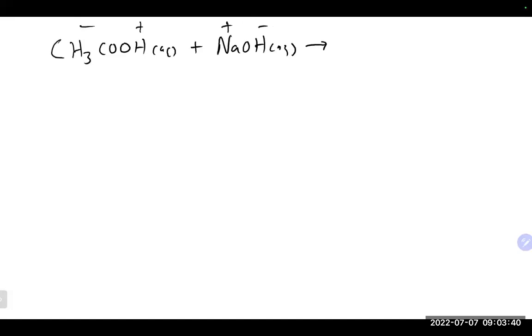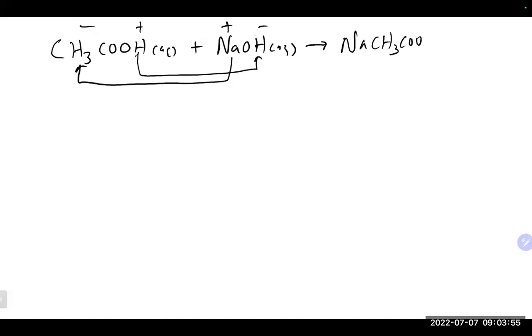And we're going to get our switching of our positive guys. So this guy and this guy actually is going to go this way. And what we will get in this case is, once again, some sodium acetate, and we will get our water being formed. So once again, we're still making water in this case. And if we did go through our total ionic equation, it would look a little bit different.